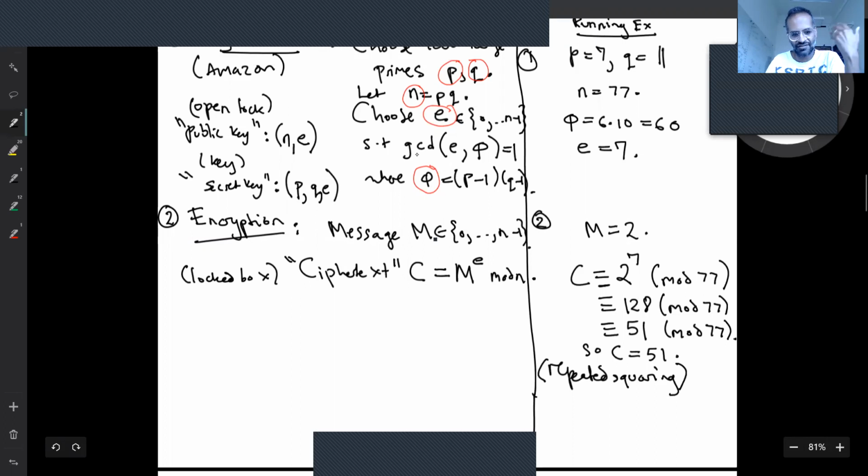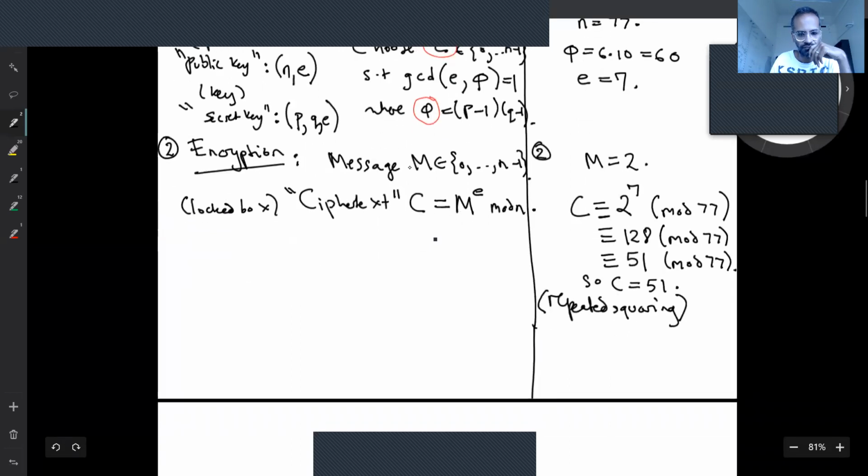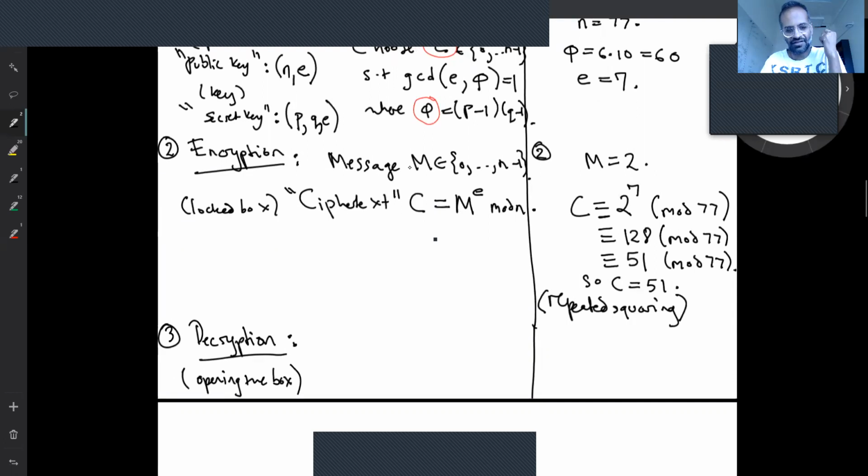Okay, and then you send this across the channel, you send it across the internet, you send the ciphertext, that's what you send. And the last step is decryption. How do you recover the message from the locked box? So this is how to open the box. So really the question is, how do you reverse this process of raising M to the E? And can you even do it? It's not even clear you can do it, right? So this is where this is a really beautiful idea.